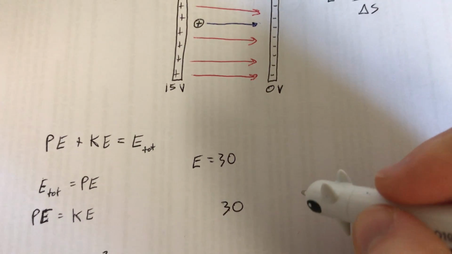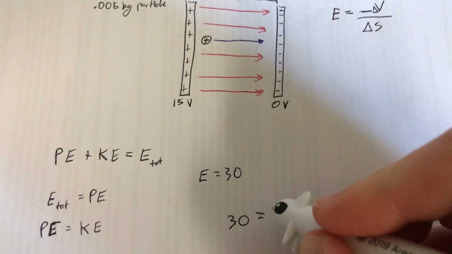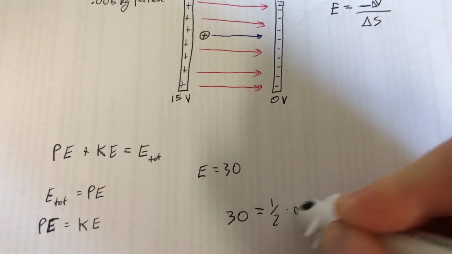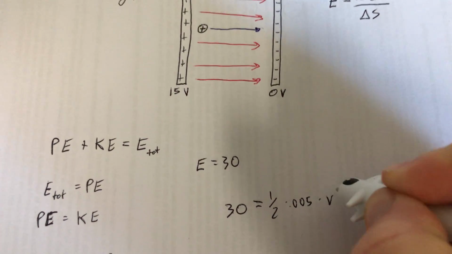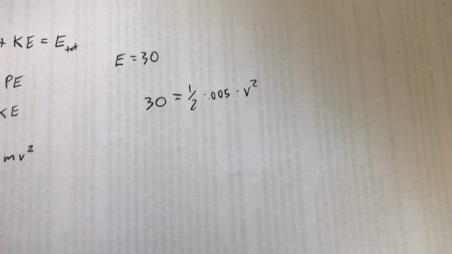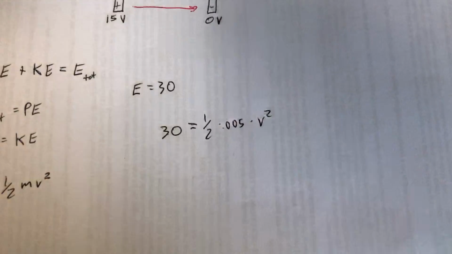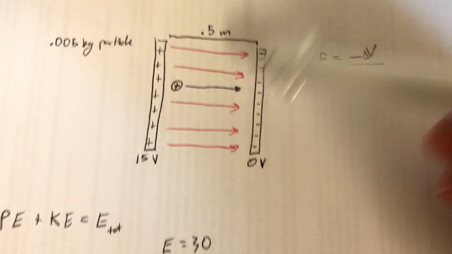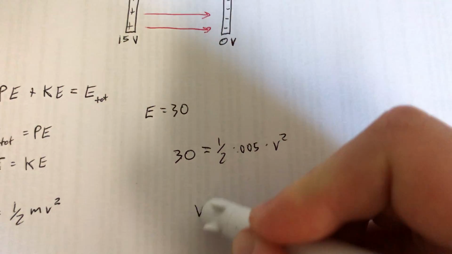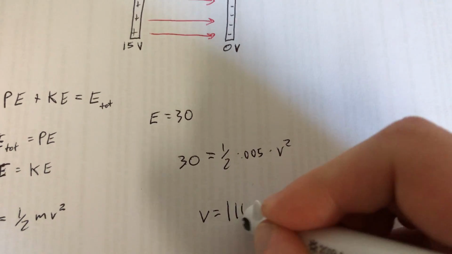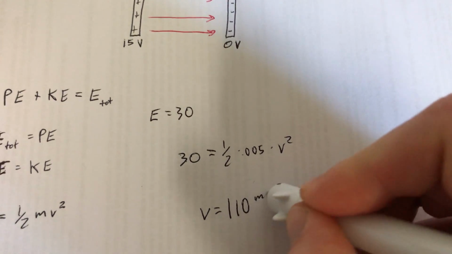And now using the kinetic energy equation and the mass that we were given before, we can calculate this particle's speed. If we do all that math, then we find that at this point, this particle had a velocity of approximately 110 meters per second.